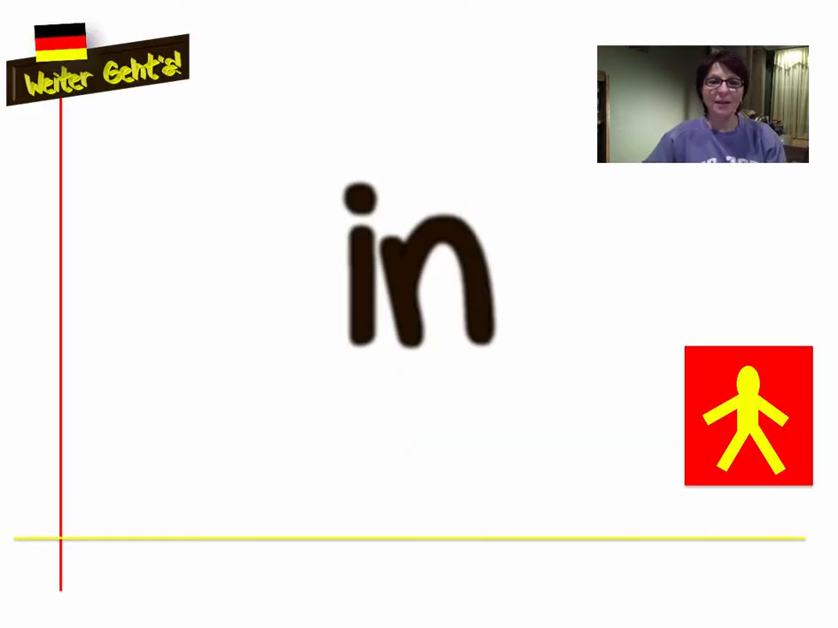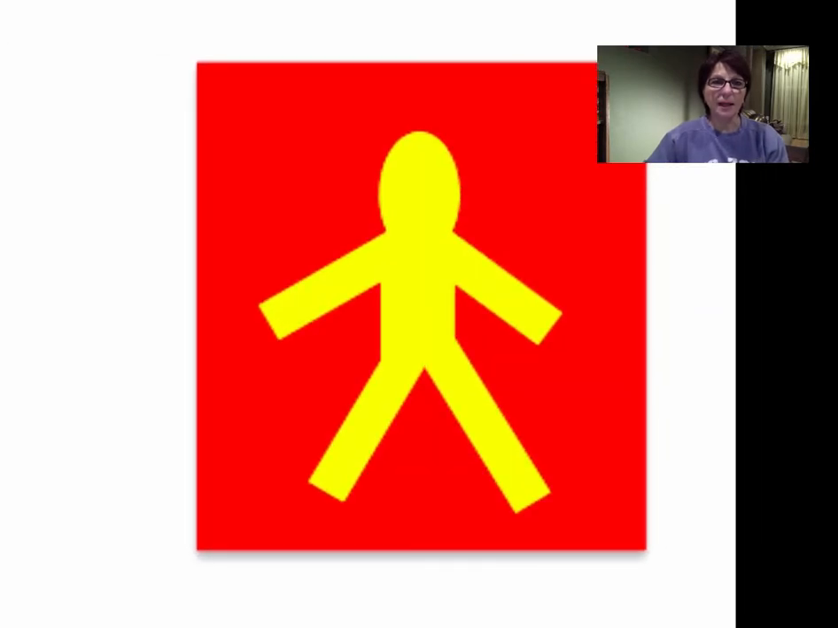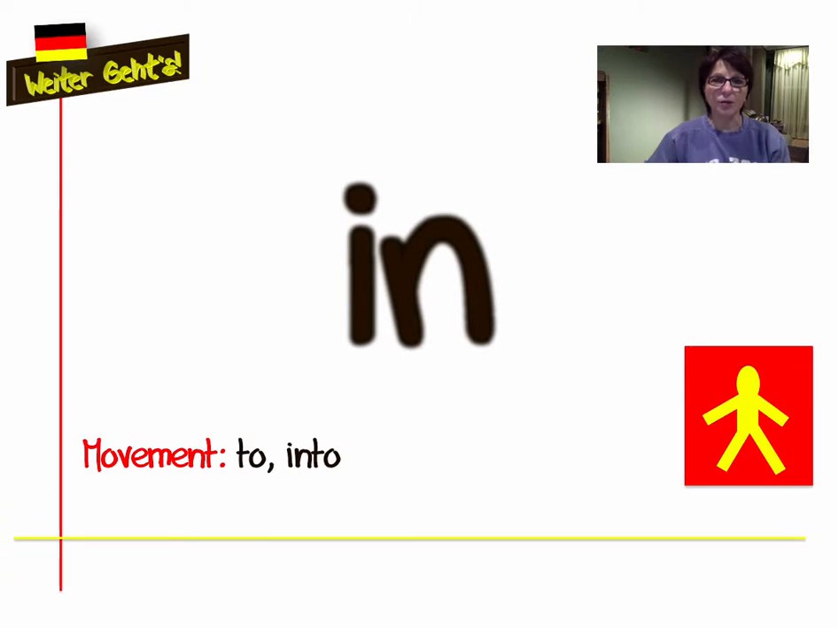Let's go ahead and look at some examples of those prepositions. There are 9 altogether. If you look in the bottom right corner, you will see a red square with a little yellow man. And wherever that little man is, that's really what that preposition represents. And in this case, you can see the man is inside. So when we use in German, we're expressing either the movement going to, as in into something, or we are expressing location, being in or inside something.